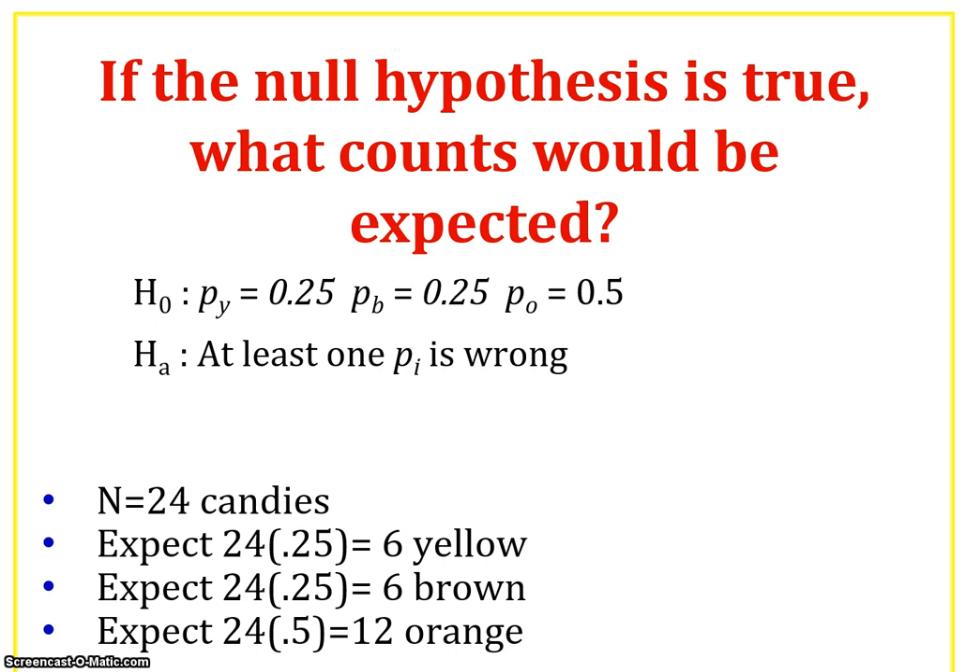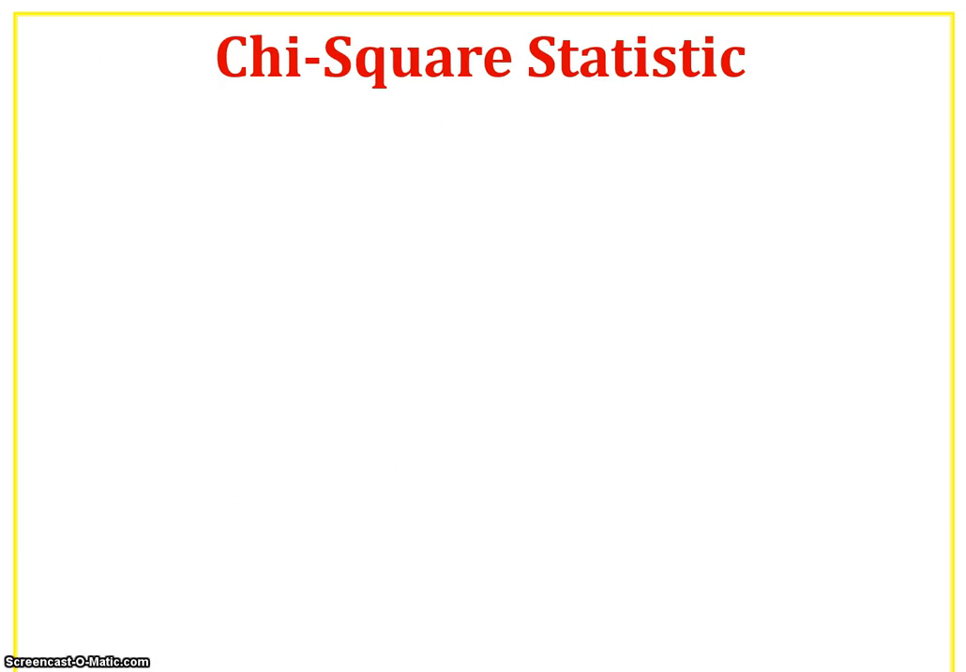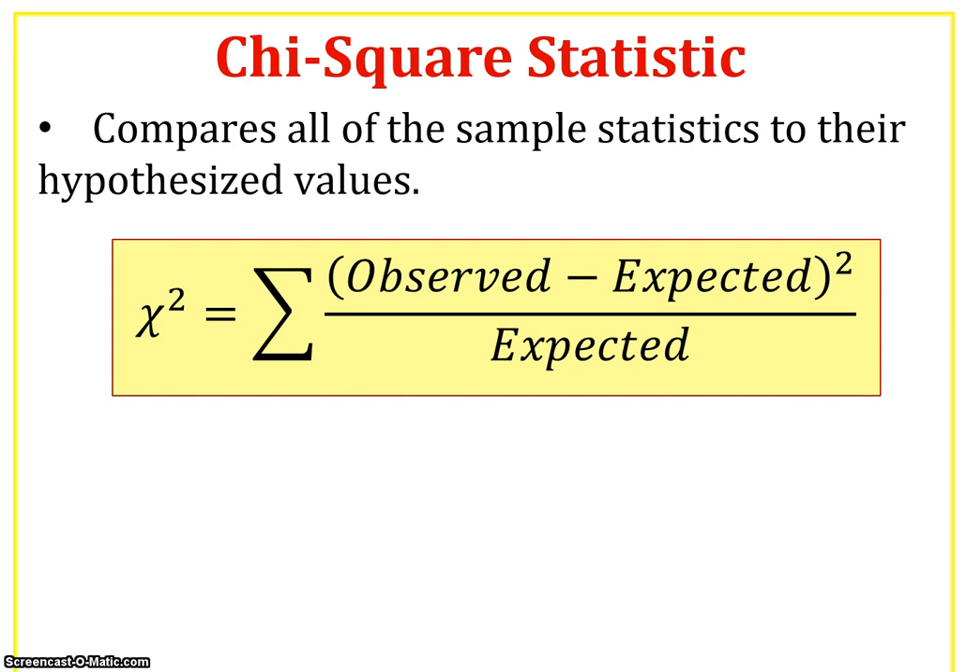So just thinking about how we can think about what we'd expect to see: in general, the expected count in category i is going to be our sample size n times p sub i, the hypothesized proportion for category i. We'll use those expected counts to calculate something called a chi-square test statistic. What the chi-square test statistic is going to do is compare all of the sample statistics to their hypothesized values, and it's going to do this by comparing the observed counts and the expected counts in each category.